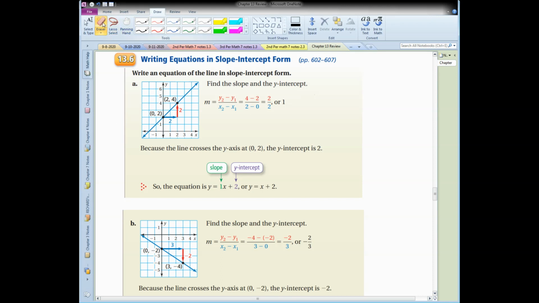So we want to write equations in slope-intercept form. What does that mean? That means if you're given a graph of a line, here are my 2 points, okay? So I can find the slope.